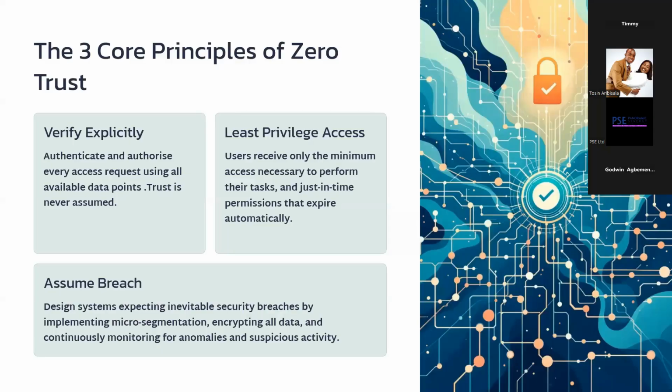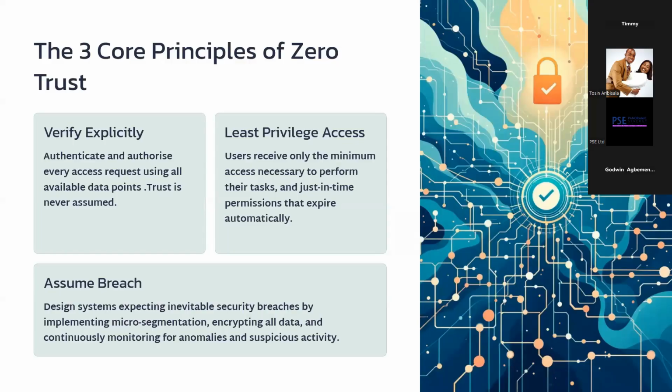So with least privilege access, users receive only the minimum access necessary to perform their tasks, and just-in-time permission. We have a couple of approaches we can use: just-in-time and role-based access. Those are the least privilege accesses that we give. Depending on your role and the task you have at the moment, we give the access. And just-in-time is when it is important: as and when it is important, you give that particular access to the user.